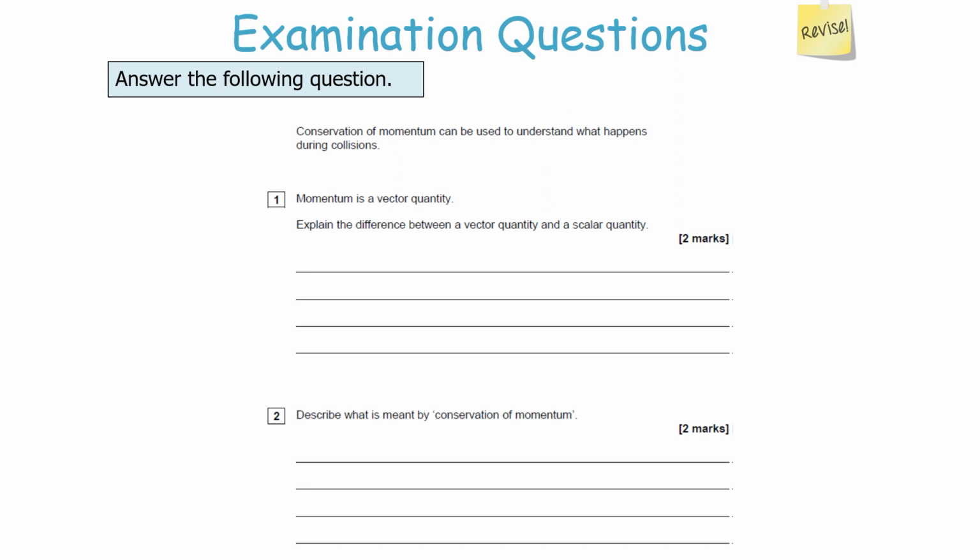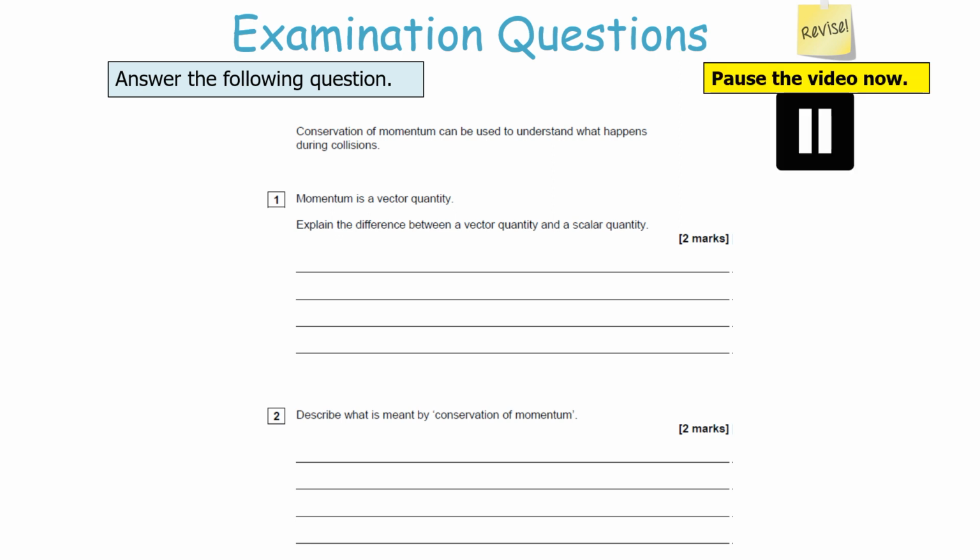The next question says, conservation of momentum can be used to understand what happens during collisions. Momentum is a vector quantity. Explain the difference between a vector quantity and a scalar quantity, and describe what is meant by the conservation of momentum. So pause the video now, then unpause the video when you want to go through your answer.